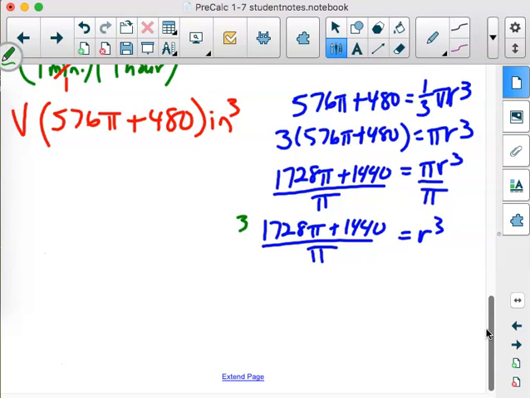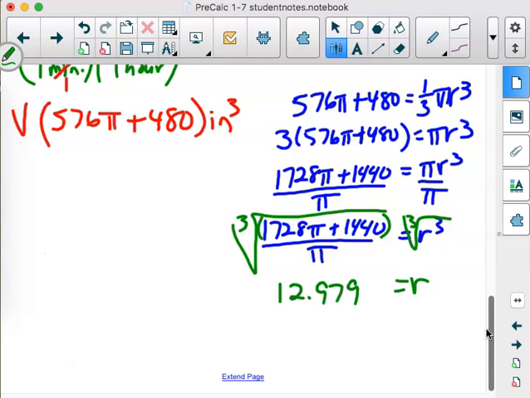cubed root of both sides. So pause this, go ahead and try to punch in the cubed root of, and you're going to need parentheses around that numerator since it has more than one term to get that to turn out. Should have rounded to 12.979, and that's the radius, so that is also the height.